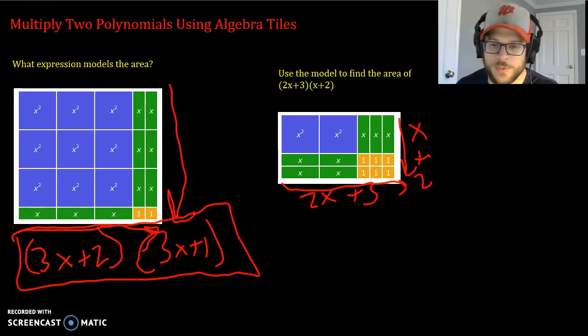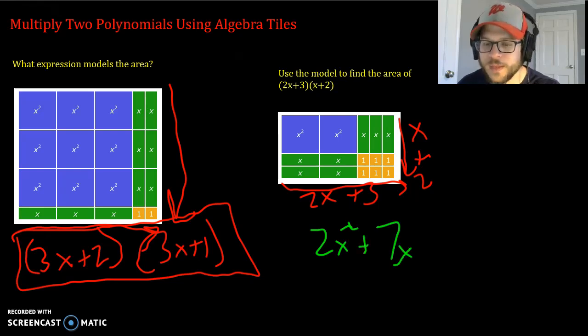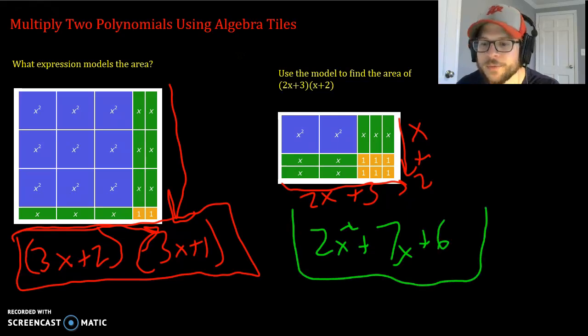So you have an x squared and another x squared. There are 2 of those. 2x squared. Easy enough. You have 1, 2, 3, 4, 5, 6, 7 x's. And then you have 1, 2, 3, 4, 5, 6 numbers together.